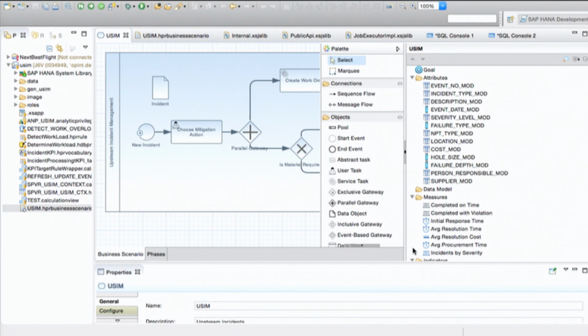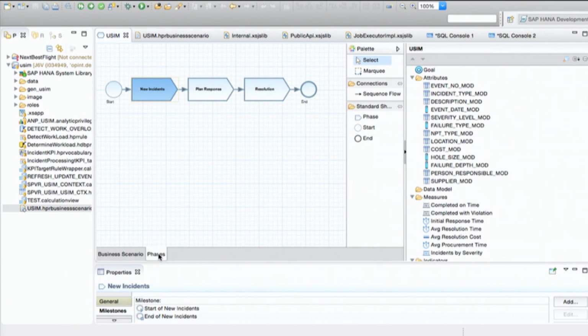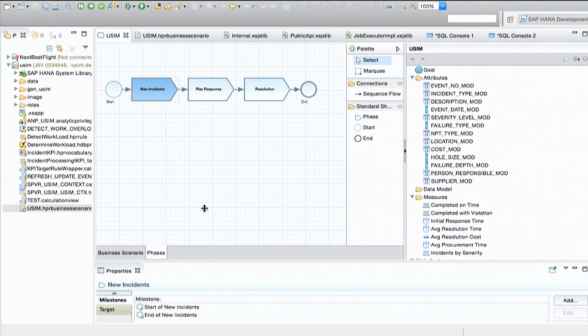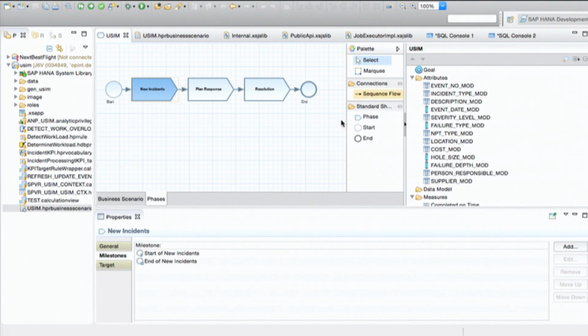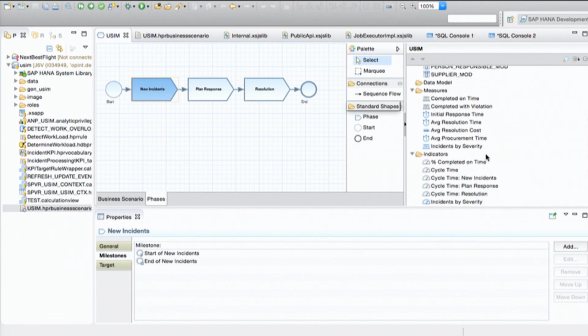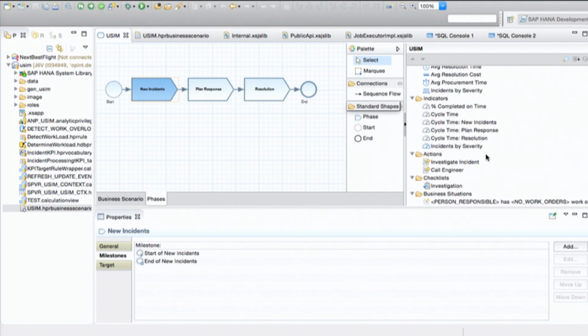And what we've done here is to take a low coding approach, where we let a solution expert or a developer collaborate with business users and model the workflows out there. The workflows could get quite complex, and the business users may not understand it. So he could also model high-level phases and milestones on the workflows. He could define goals. He could define attributes, measures, indicators, actions, checklists, business situations, and all of this. He could also define rules that are needed.